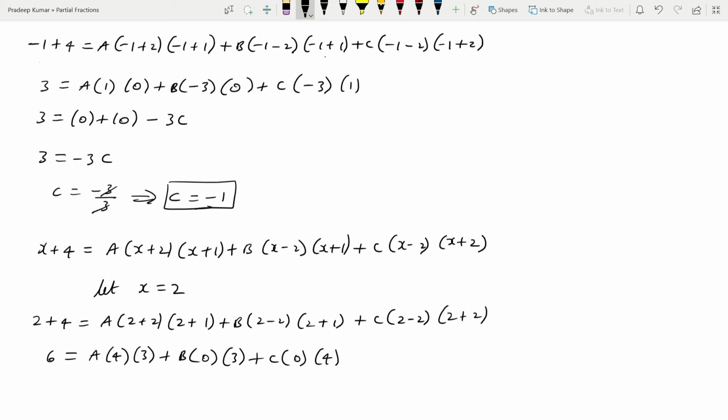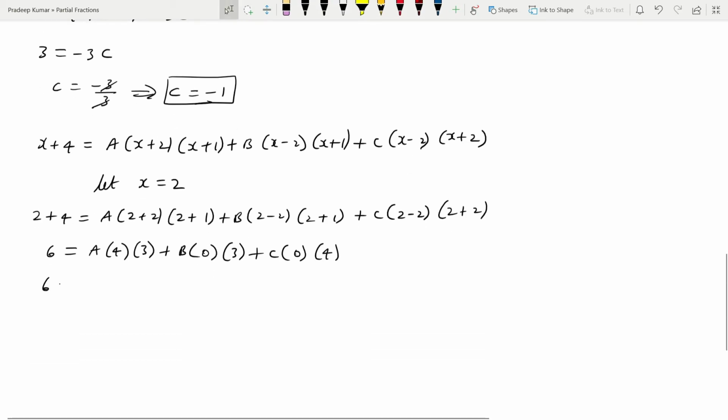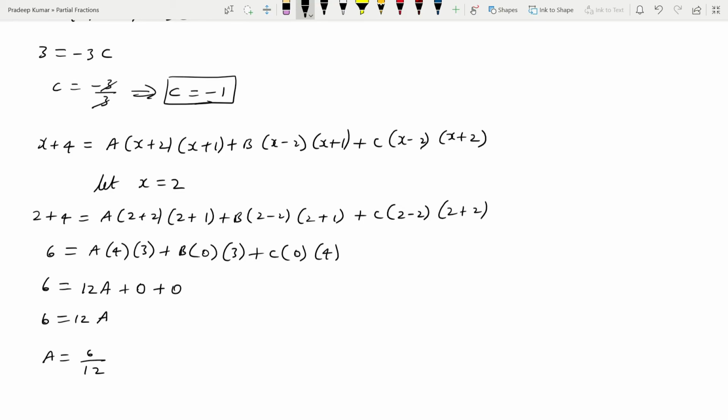Alright, so let's solve this forward. 6 is equal to 4 times 3 is 12, so 12A, plus B into 0 into 3, so this whole part is becoming 0. Plus C into 0 into 4, so this whole part is becoming 0. So 6 equal to 12A remains. We can further solve it. So I can write A is equal to 6 by 12. 6 ones are 6, 6 twos are 12 remains. So A equal to 1 by 2, we got.